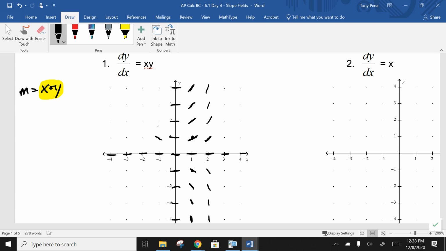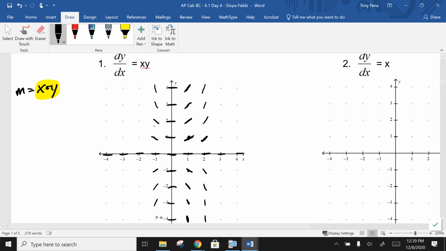Here we have a negative 1 times 2, so that's a negative 2. So a little steeper than the one below it. And a negative 3, negative 4. In the third quadrant, we have negative 1 times a negative 1, so 1, 2, 3, 4. And then if we move on over here, negative 2 times 1 would be a negative 2, negative 4, negative 6, negative 8.